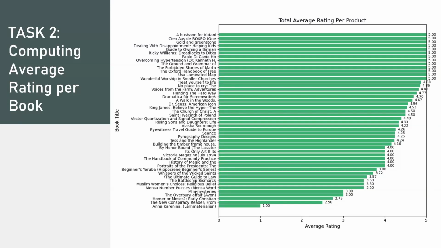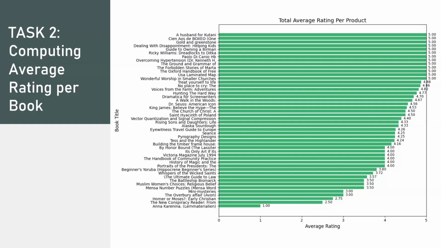And an analysis is that this bar chart analyzes the average user rating for every book in the dataset, considering the top 50 books, revealing distinct trends in reader preferences. The top rated books, including A Husband for Kitani, Cien Años de Boxeo, and Dealing with Disappointment, achieved a 5.0 score, which is a perfect score, likely due to their niche appeal. A high rating cluster, which is 4.7 to 4.9, includes books with titles like Treat Yourself to Life and Hunting the Hard Way, suggesting strong satisfaction amongst targeted audiences.